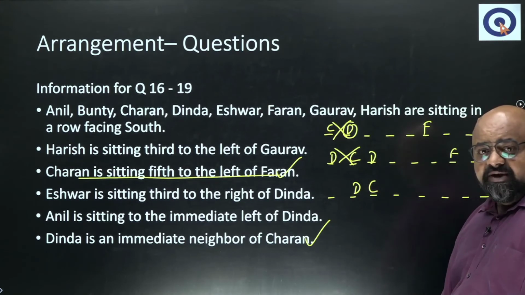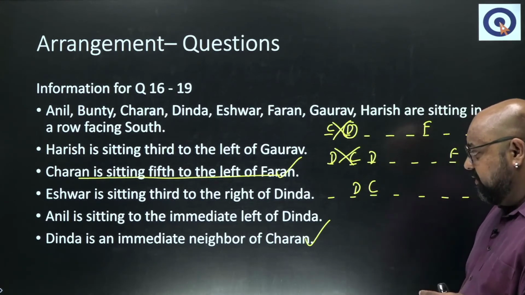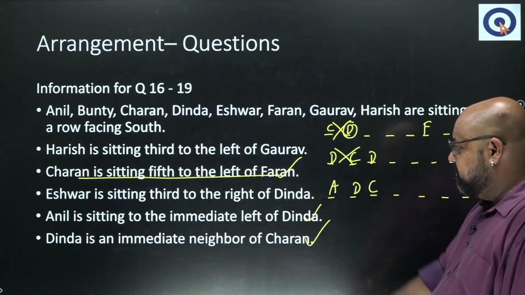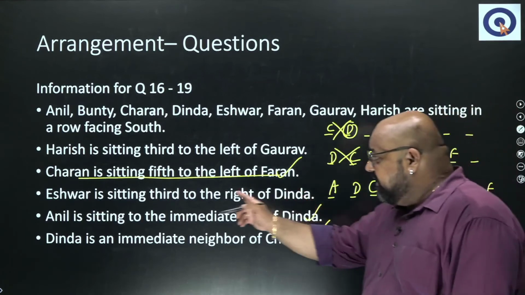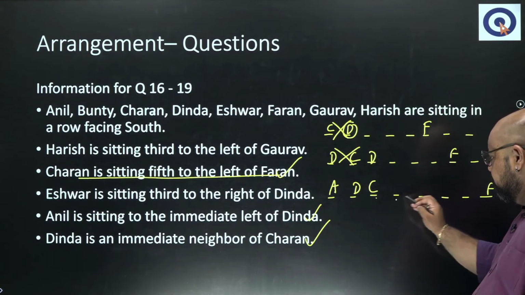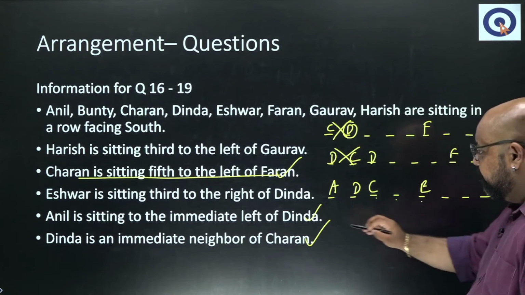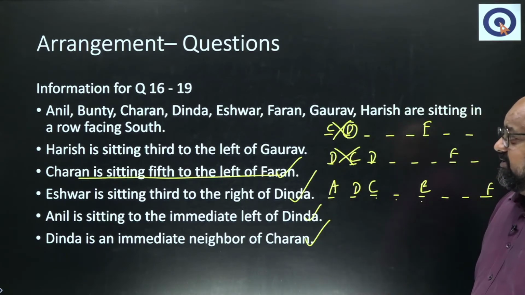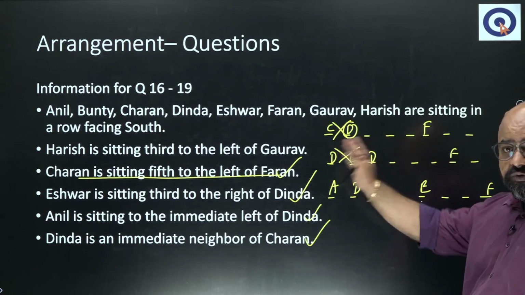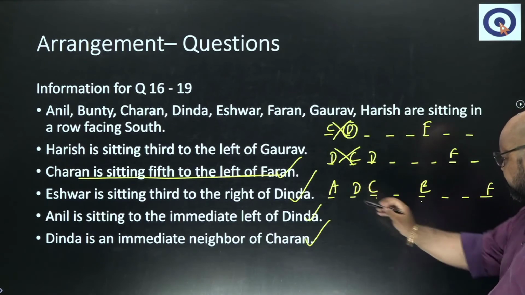The last statement is done. Anil is sitting to the immediate left of Dinda. So Anil has to be here on the immediate left of Dinda. This is also done. Then further, Ishwar is sitting third to the right of Dinda. So if this is Dinda, third to the right would be 1, 2, 3. This becomes Ishwar. Harish is sitting third to the left of Gaurav. So Gaurav will be on this side, Harish will be towards here. I have only this possibility left.